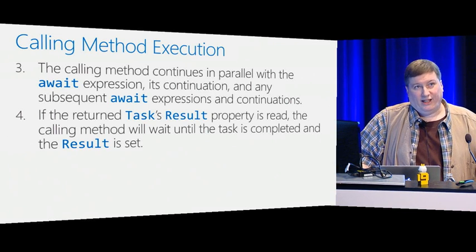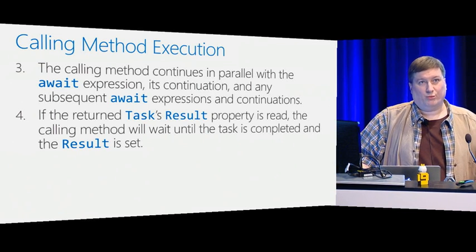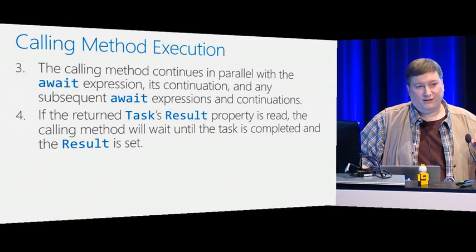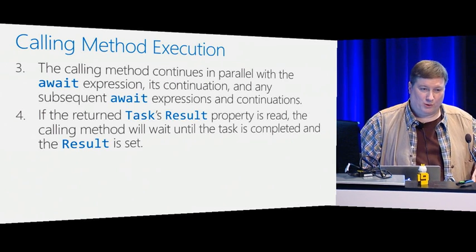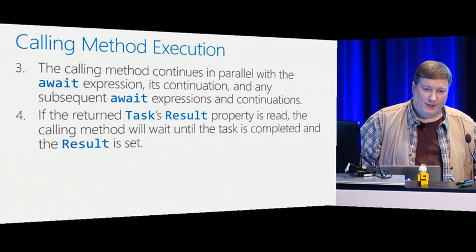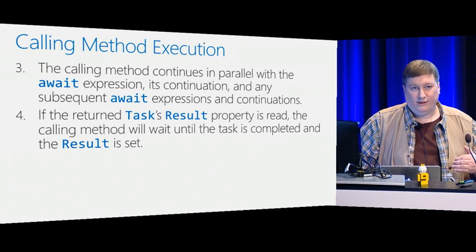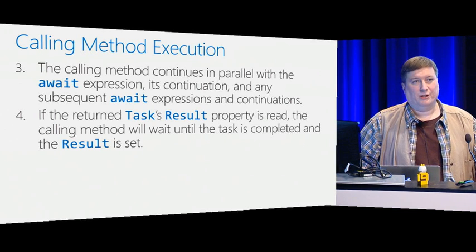And if the task's result property is read, the calling method will wait until the task is complete, if it's not already complete. So just by accessing the task's result property, you have a mechanism to synchronize yourself with the end of the asynchronous operation.